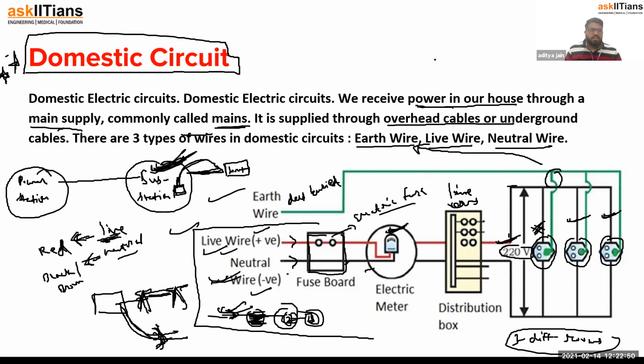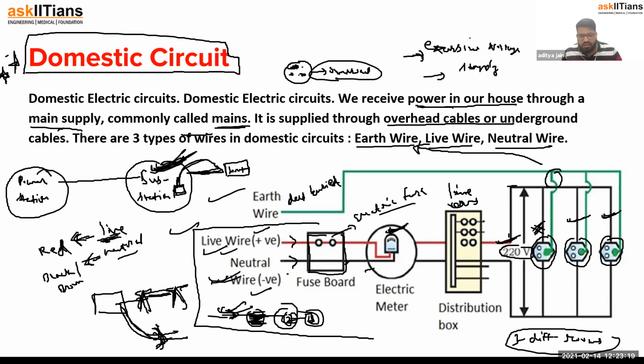Okay. Second condition which can occur is that there is some excessive supply from the power station. Excessive voltage supply. So in that case also overload condition will occur. Or the third case can be that if you connect more number of appliances from the same socket, then also overload condition can occur. So overload condition can occur in 3 cases.